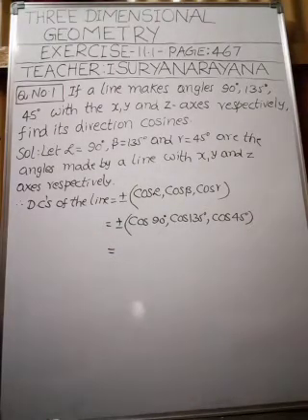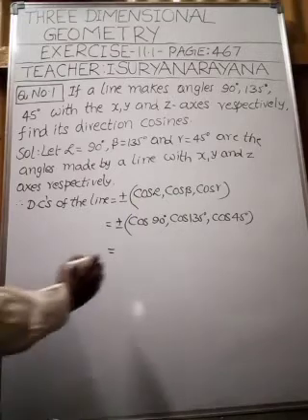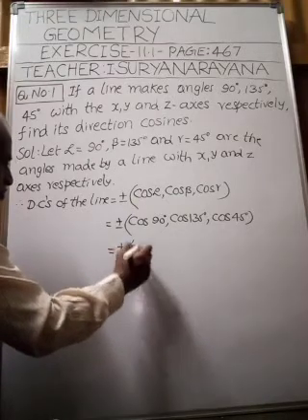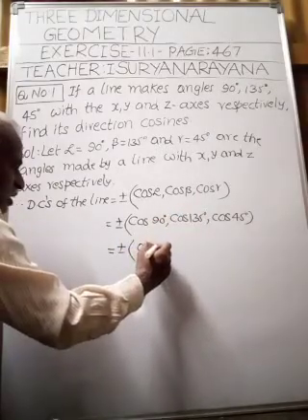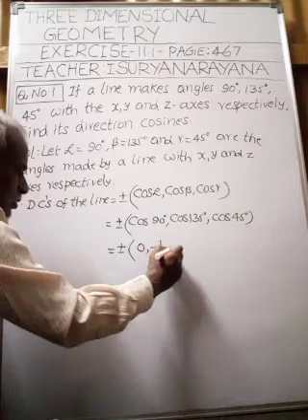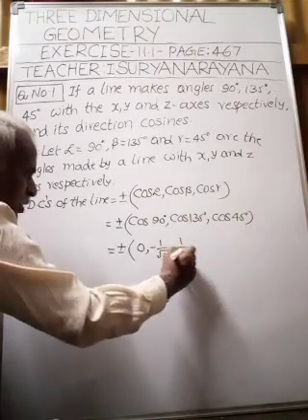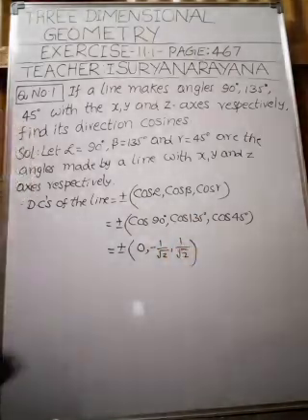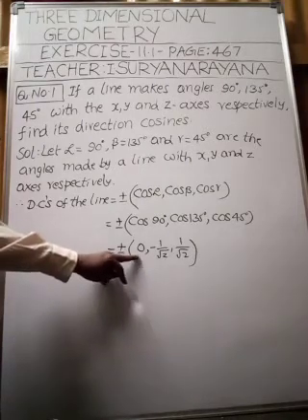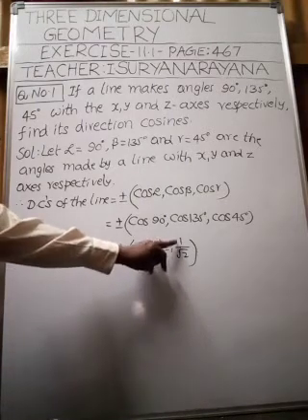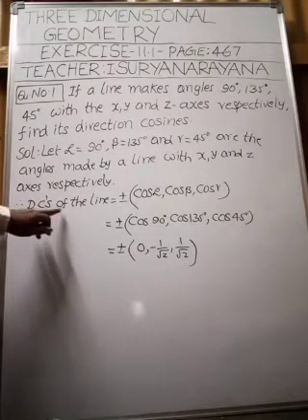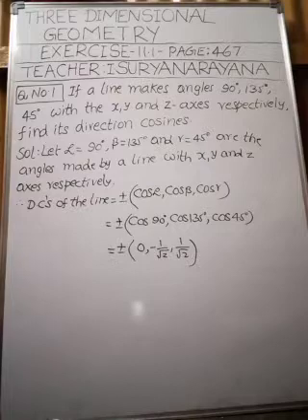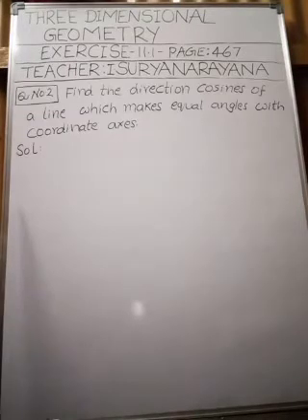What is the cos 90 degrees value? Cos 90 degrees value is 0. Yes or no? So cos 90 degrees value is 0. Cos 135 degrees value is minus 1 by root 2. Cos 45 degrees value is 1 by root 2. So plus or minus the ordered triplet 0, minus 1 by root 2, 1 by root 2. This is the direction cosines of the line. Understood?